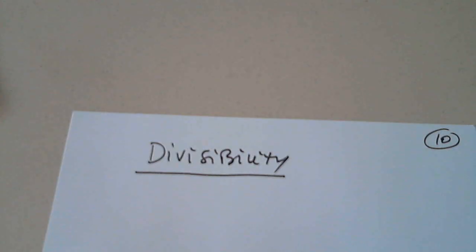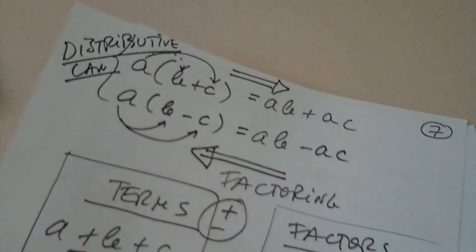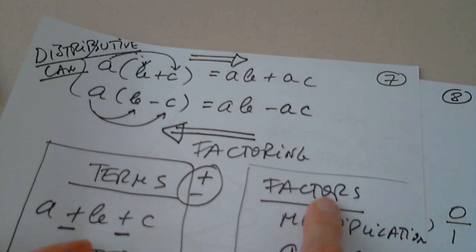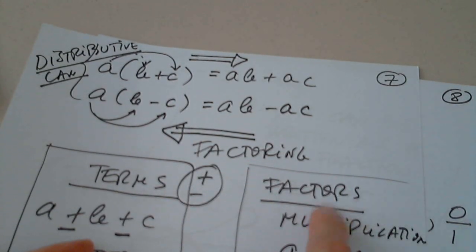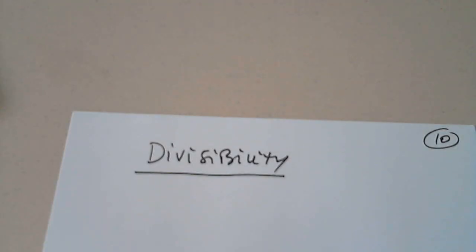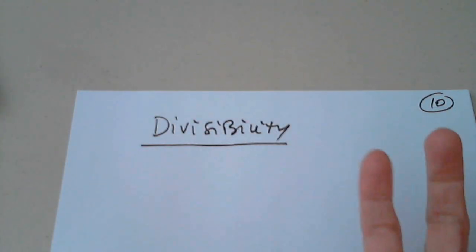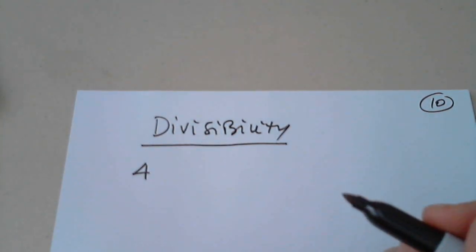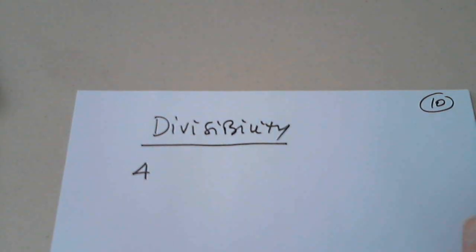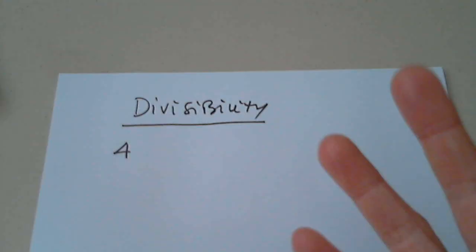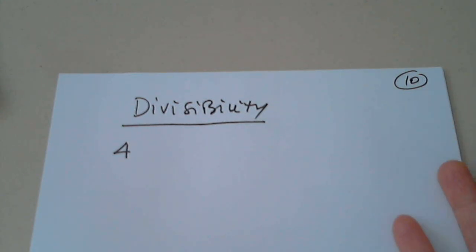Well, divisibility has a lot to do with factors. A lot to do with factors. Okay, so now as an example, let's say 4. What is 4 divisible by? I can divide 4 by certain numbers to get an integer.